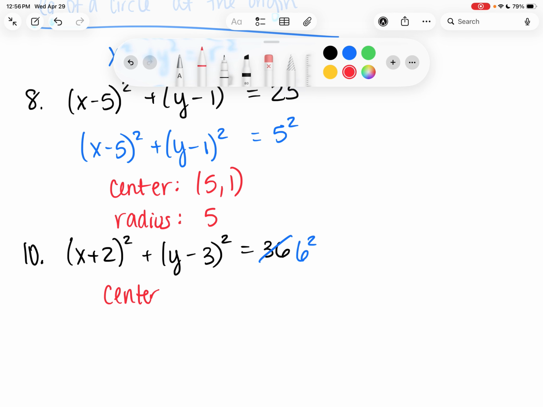So I'm looking for the center of my circle. The x value is the opposite of whatever the sign is here. So this is a positive 2, which means this is negative 2. The y coordinate, I was given negative 3, which means that it is a positive 3. So our center is at (negative 2, 3). And then my radius is what? Yep, radius is 6.